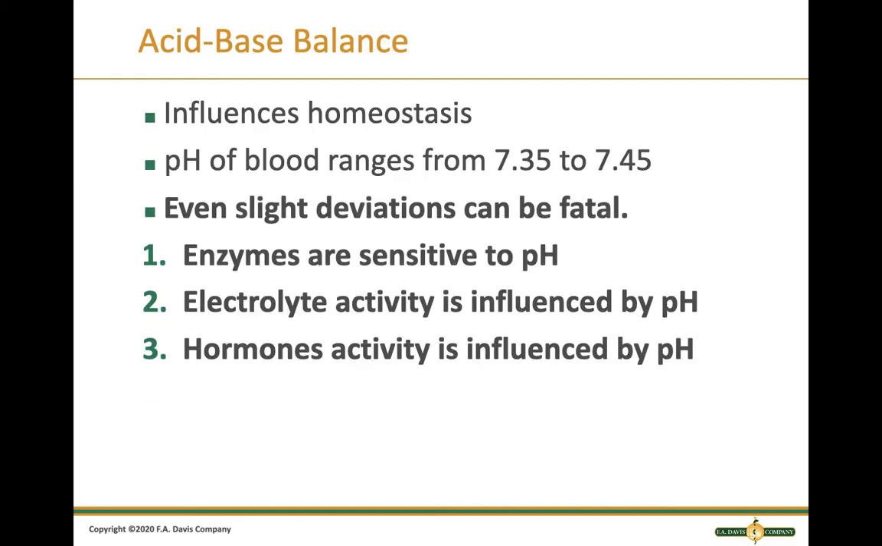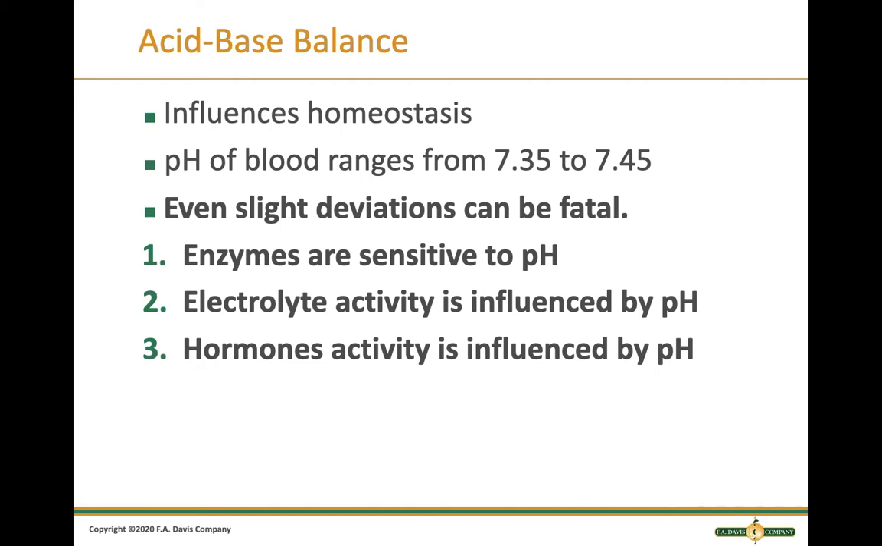Next, we're going to talk about acid-base balance. So this has a big influence on homeostasis. The pH of blood ranges from 7.35 to 7.45, and even slight deviations from this can be fatal.